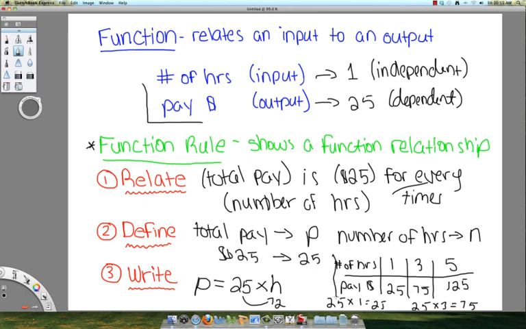So this is a little chart, and in class I'm going to give you an example. You're going to have to make a function rule for it. Maybe it'll be miles and minutes it takes to run the miles. And then you'll have to chart it like this.